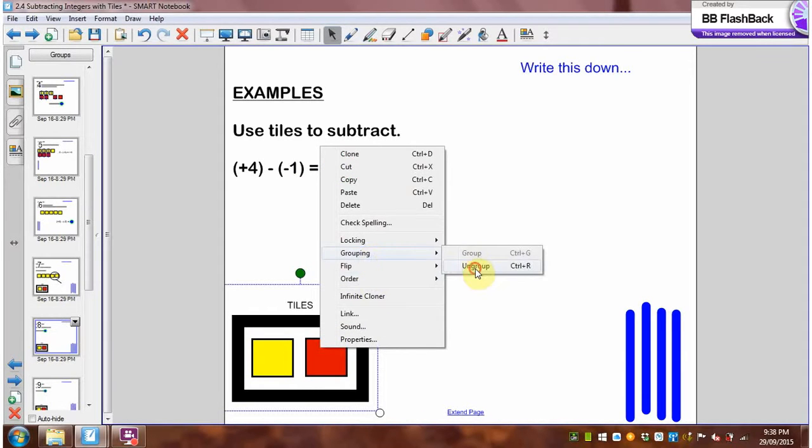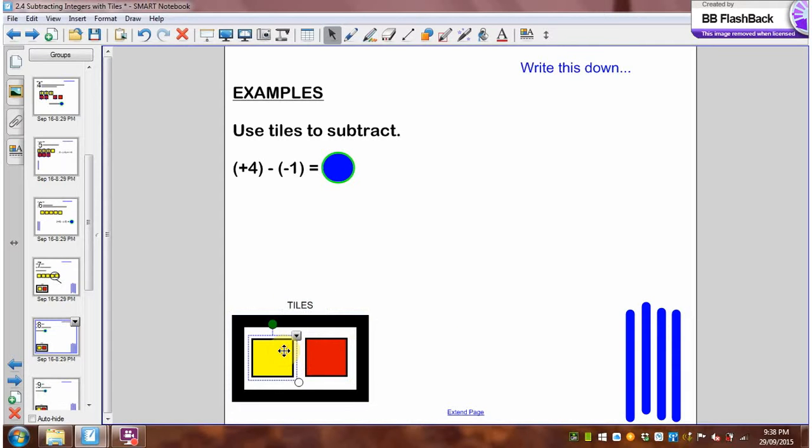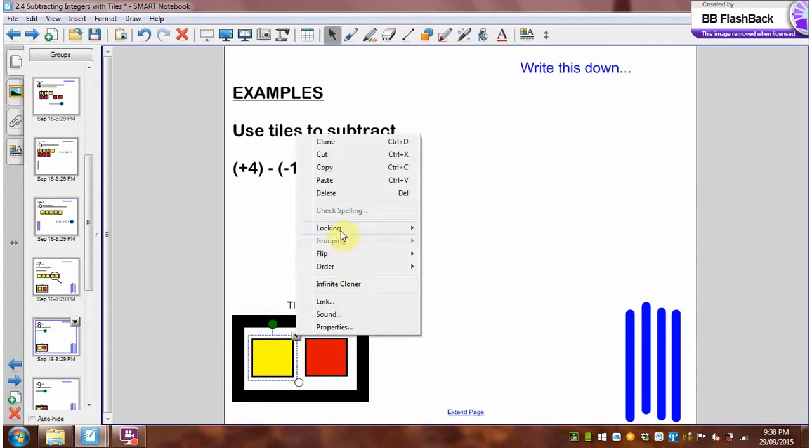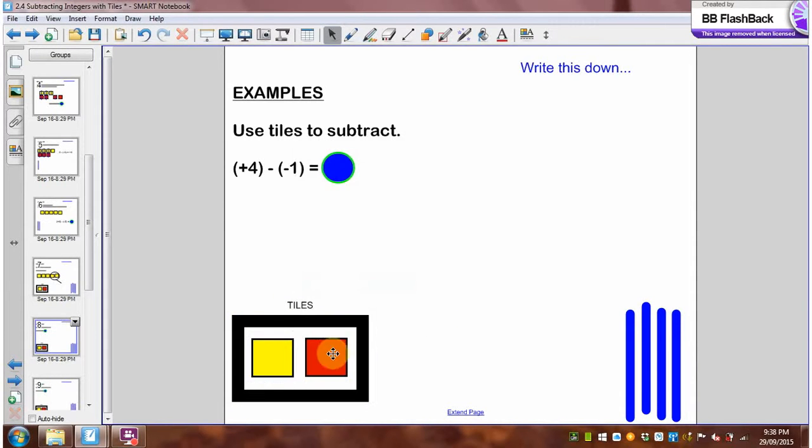Again, I have to set up my tiles. There we go. Okay, so we first represent the first number here. So positive 4. So we have to move up positive 4 or 4 yellow tiles. 1, 2, 3, 4. Good. So your next step is to look at what you're subtracting. So you're taking away a negative 1.